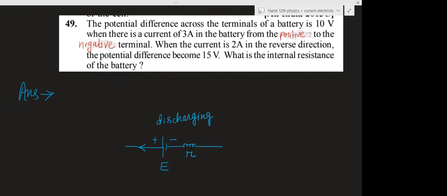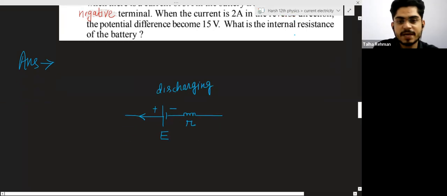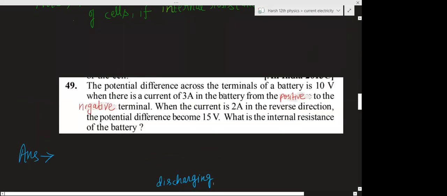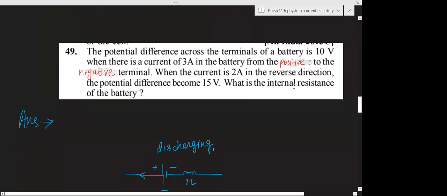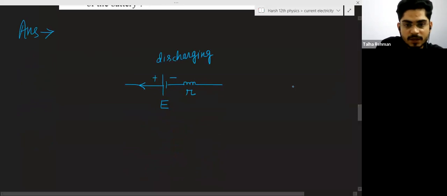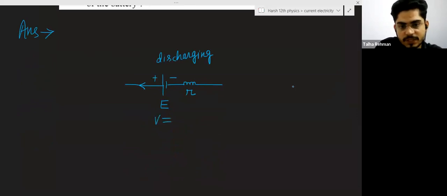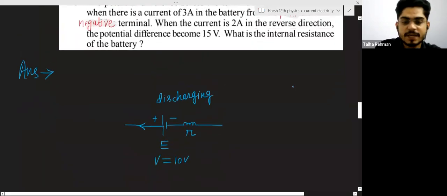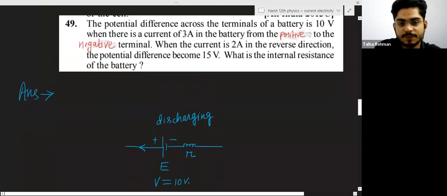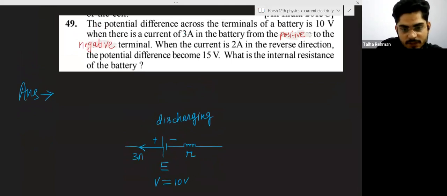And they are saying this is not EMF. They are saying that terminal voltage is given as 10 volt. So here V for this is 10 volts. And they are saying that current in this case is 3 ampere. So 3 ampere current is flowing.